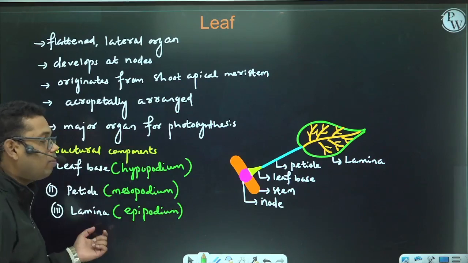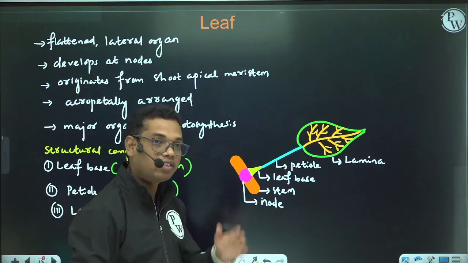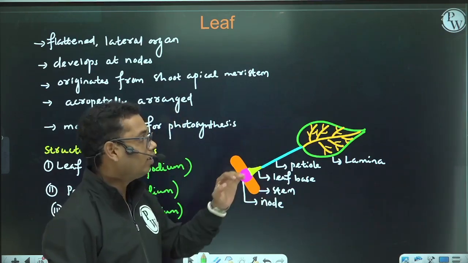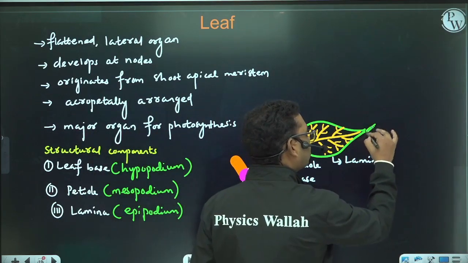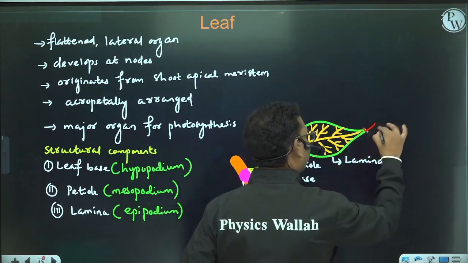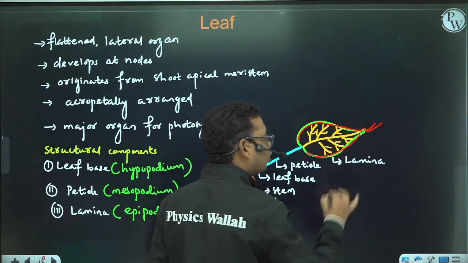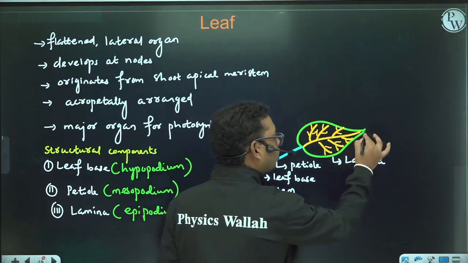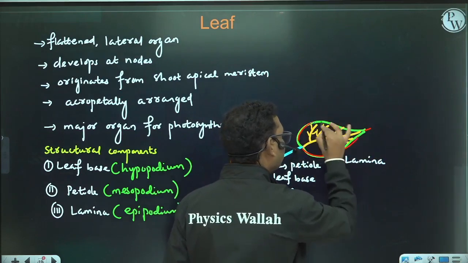Okay, and this lamina is the major site of photosynthesis in the leaf. This is a flat structure, normally flattened. And in the leaf lamina, we have a tip. So this part is called the apex of the leaf lamina. And this part is called the margin of the leaf lamina. Okay, so let me repeat. This part is the tip of the leaf lamina, and this part is the margin of the leaf lamina.